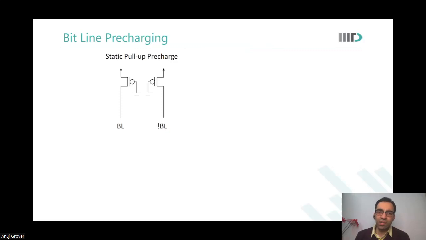One very simple way to precharge the bit lines is to put a PMOS which is always on. What's the problem with this? Static power is there as the PMOS is always on. Yeah, see, look at it like this. Memory is typically off throughout. That was the reason why we were also able to remove the PMOSs from that 14T D latch.